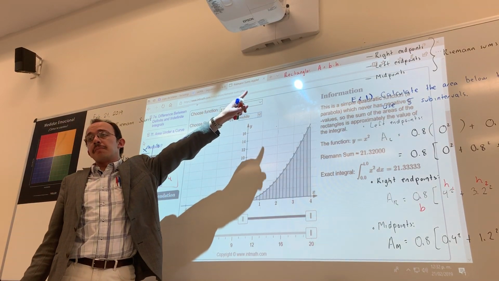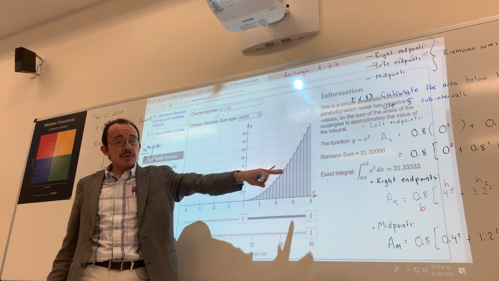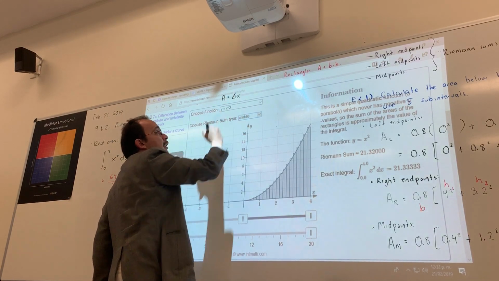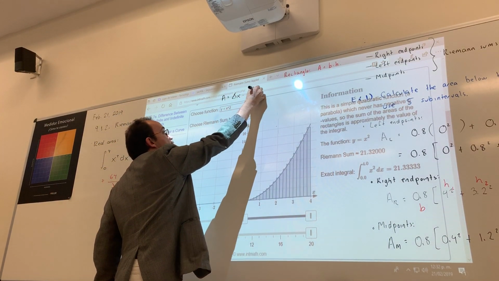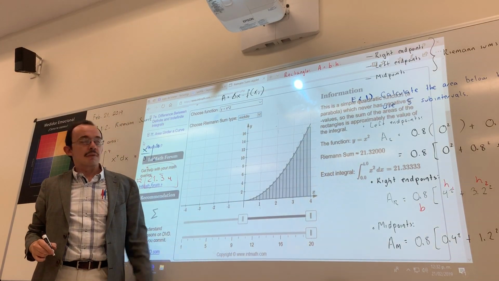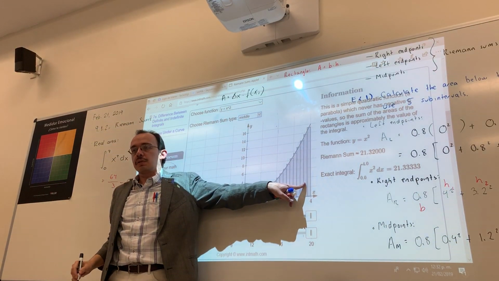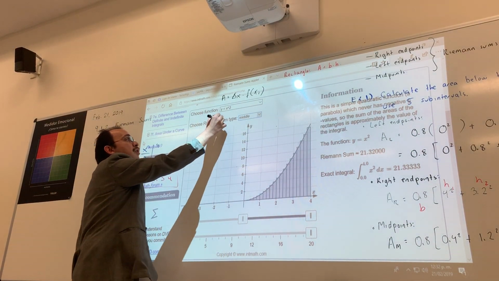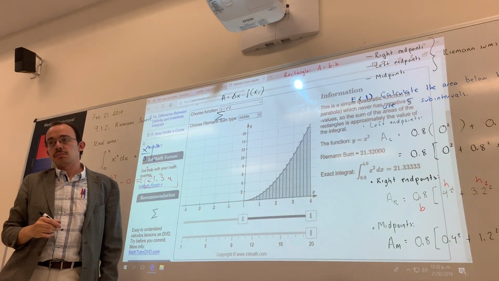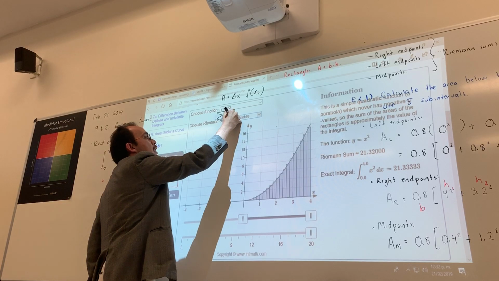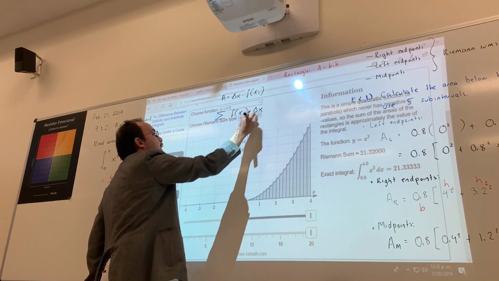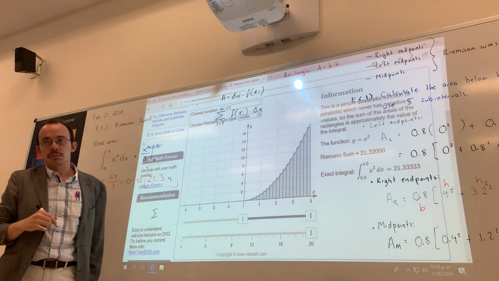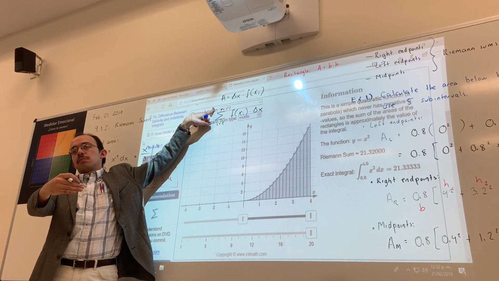What's the area of the rectangle? Base times height. According to this, each area is going to be the base, which is delta x, times what? The height, which is f of xi. What is xi? The value of x for each rectangle, right? But to get the whole area of the rectangles, we need to do a sum of what? Of the f of xi delta x from the first rectangle to the last rectangle. N is what? Subintervals. Okay?